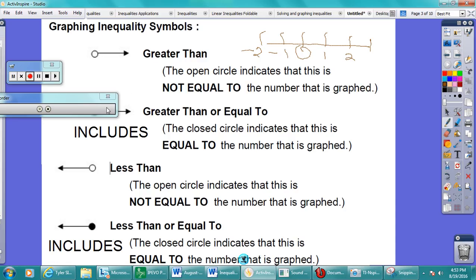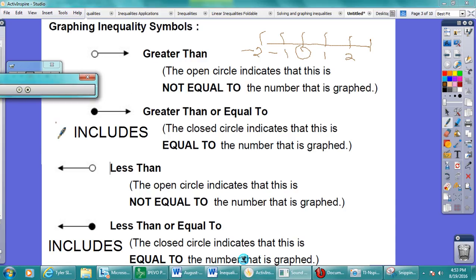Now, why do we have a closed bubble here? A closed bubble means that it's greater than or equal to. So this is where we're going to include the number, so it means equal to. And then again, less than, and less than or equal to. Now I'm going to explain what these arrows are, and we're going to do some examples.